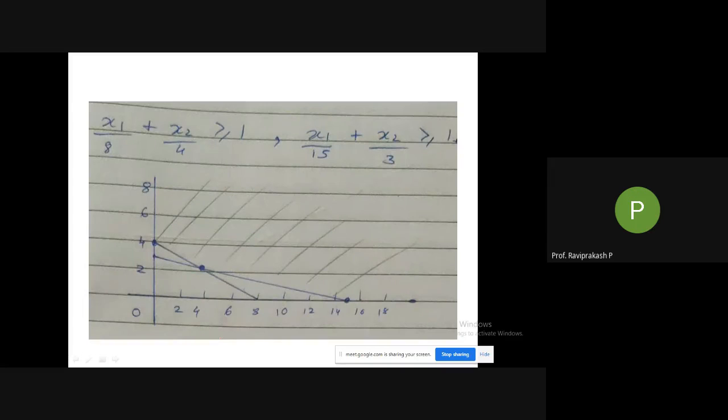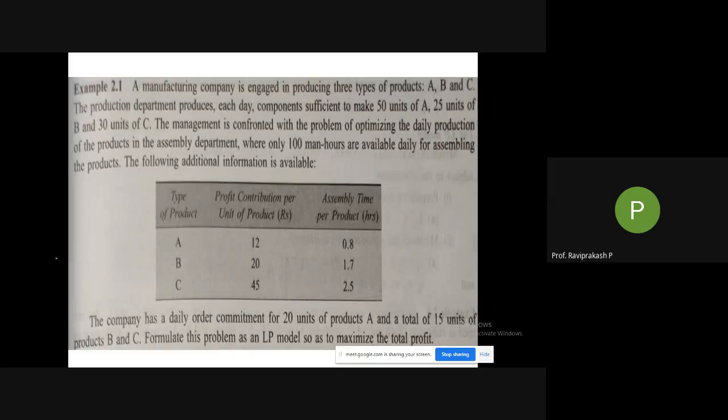So are you getting a similar graph? Yes, sir. Okay. So we'll move to the next one. So here this is a peculiar problem.